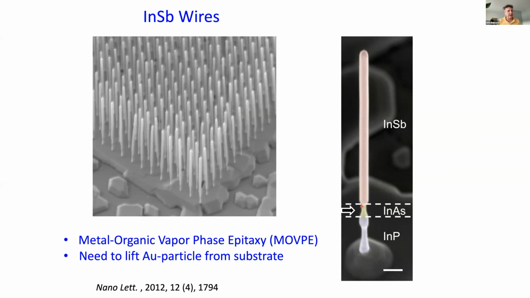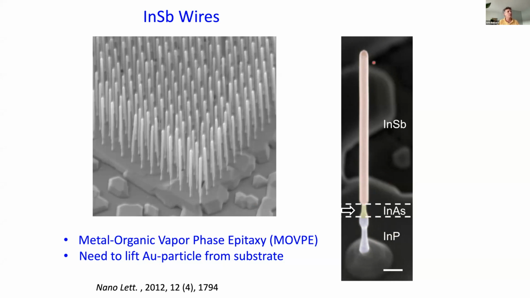And the reason for this is that antimony has an extremely low surface energy, and it tends to cover the complete substrate. So if we just start with exposing the sample to antimonide, it will simply cover the complete substrate, as you can see here. So there will be a thick layer also embedding the gold particle. So what we do is we first grow indium phosphide and indium arsenide to lift off the gold particle away from the surface, and then we switch to indium antimonide, and then we can grow these wires.